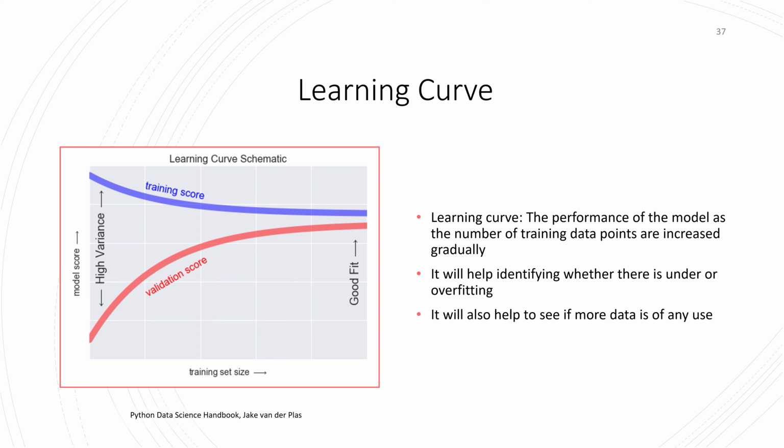So a learning curve looks like this. This is the training set size. Let's say there's only 1 point here that we use for training, and maybe 10 points and so on, in some increments. We just want to see, by increasing the training set size, what happens to the validation score and the training score of the model.